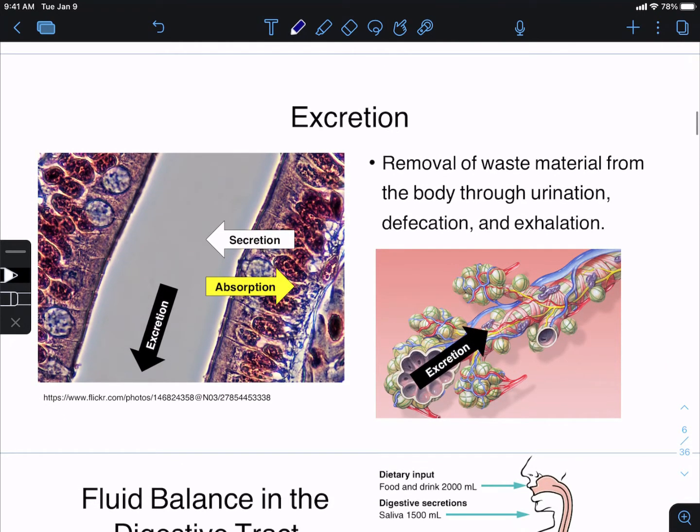Then excretion, that's fairly straightforward. This is the removal of a substance from the body completely through urination, defecation, or exhalation. Don't forget that the exhalation of carbon dioxide is how we actually excrete CO2. Of course, through the digestive system, those excretions tend to be solid waste materials, including fiber and any undigested food particles.